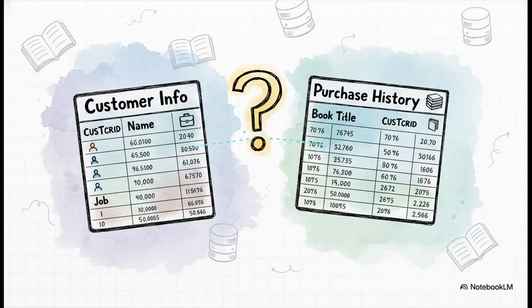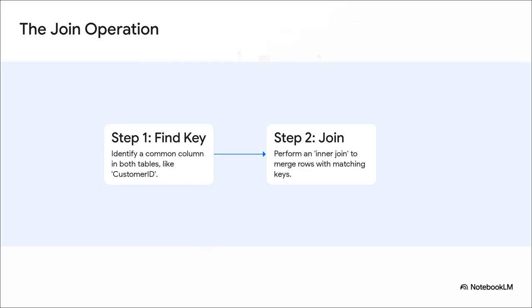So picture this. We've got one table with all our customer info, their name, age, job title. And then we have a totally separate table with every single purchase they've ever made. The big question is, how do we link a person to their shopping history? The answer is something called a join operation. The first thing you do is look for a column that's in both tables, a common key like customer ID. Then you just tell Pandas to merge them, matching up the rows that have the exact same customer ID.